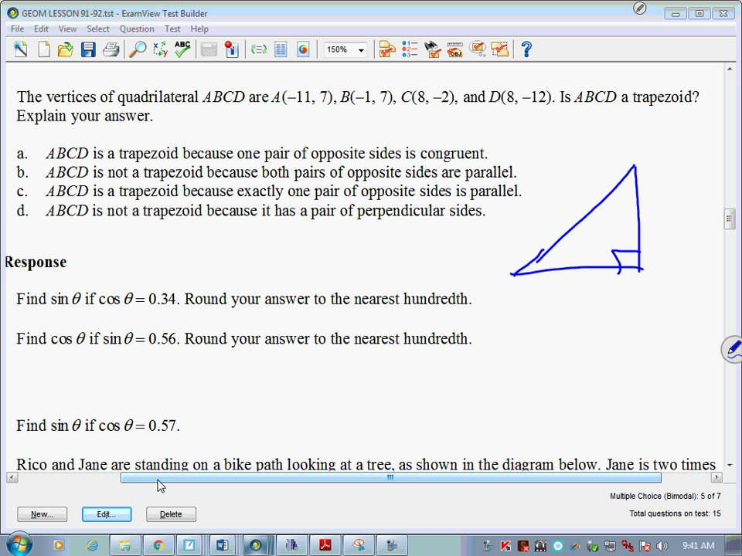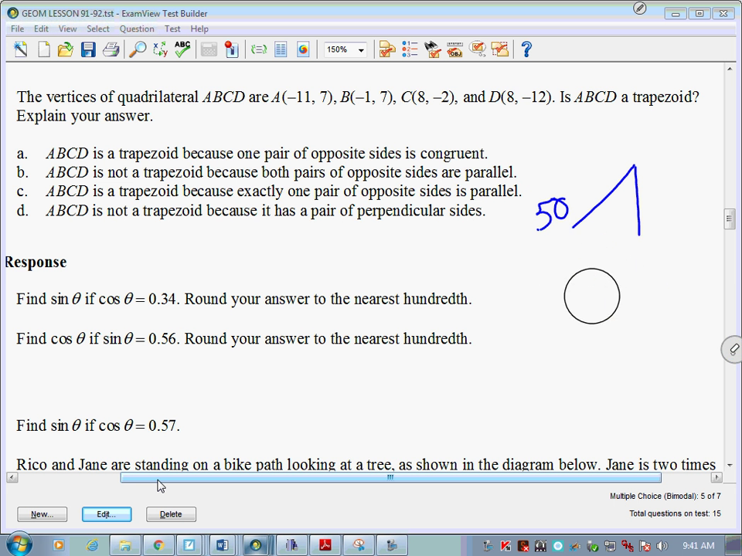Go ahead. 34 divided by, what's 0.34? What is it, 17 over 50? Okay, so let's say that this is our angle here. If it's cosine, we're going to do 17 over 50. Then we'd have to find this other side, so we would do 17 squared plus b squared equals 50 squared. We'd get some pretty big numbers there.